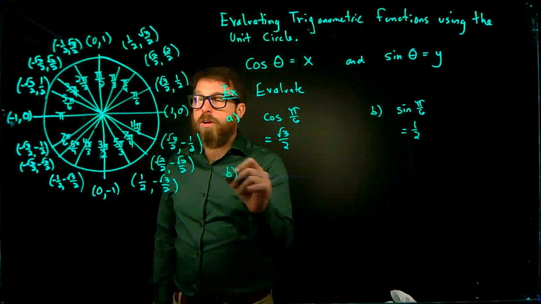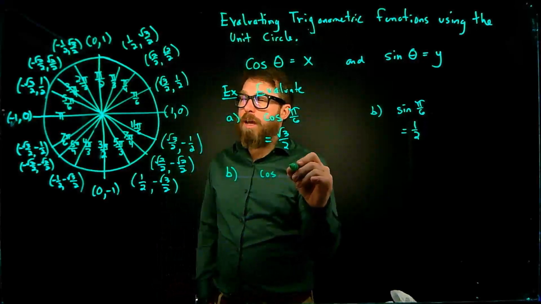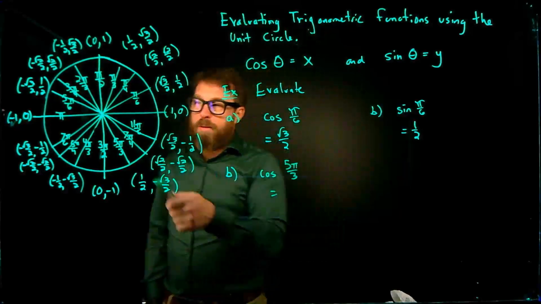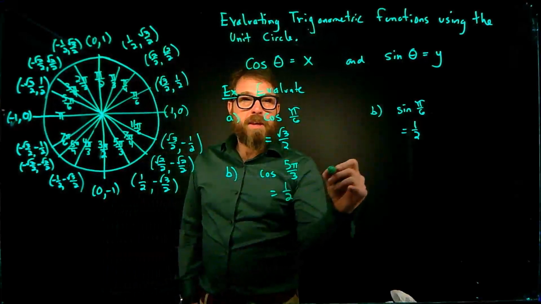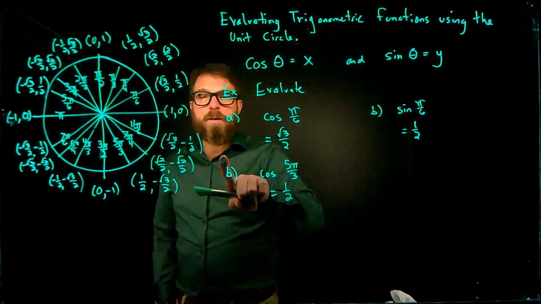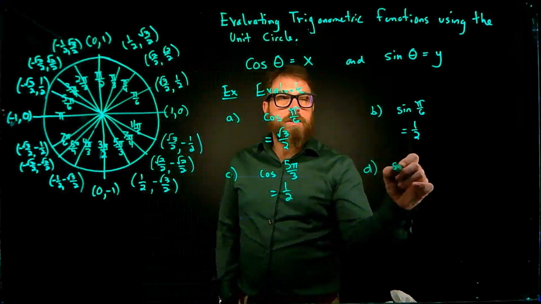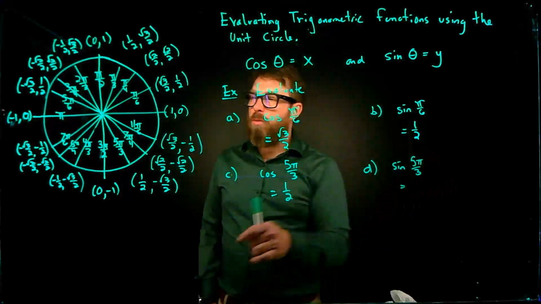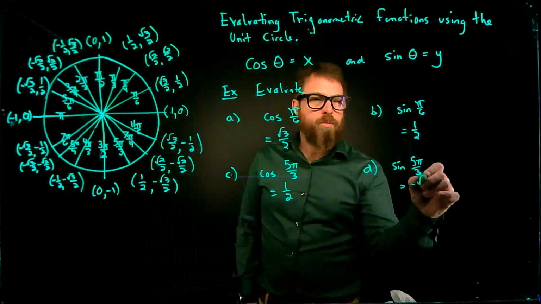And this works for all these angles on here. So if I ask what is the cosine of 5 pi over 3, what we know is 5 pi over 3 is right here. The cosine is the x-coordinate. And if I want to find, say, the sine of that 5 pi over 3, this is simply the y-coordinate. So again, 5 pi over 3, this is the y-coordinate. So this is going to be negative root 3 over 2.